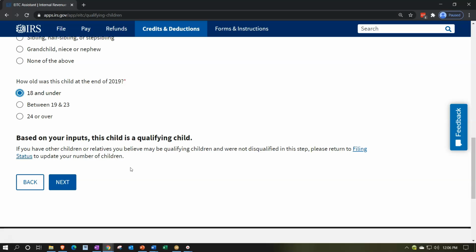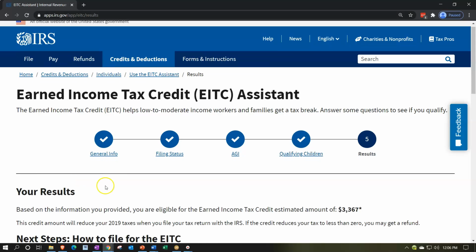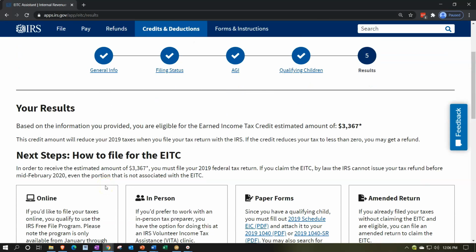If you have other children or relatives you believe may be qualifying children and were not disqualified in this step, please return to filing status to update your number of children. So I'm going to say, all right, that's good. And then based on the information you provided, you are eligible for an earned income tax credit estimated amount of $3,367. So it's given us a nice little estimate here. Now that is just an estimate, of course, because until we do the actual tax return, we don't exactly know what the earned income and the adjustments are. But it can give you a rundown of the idea of what it would be.